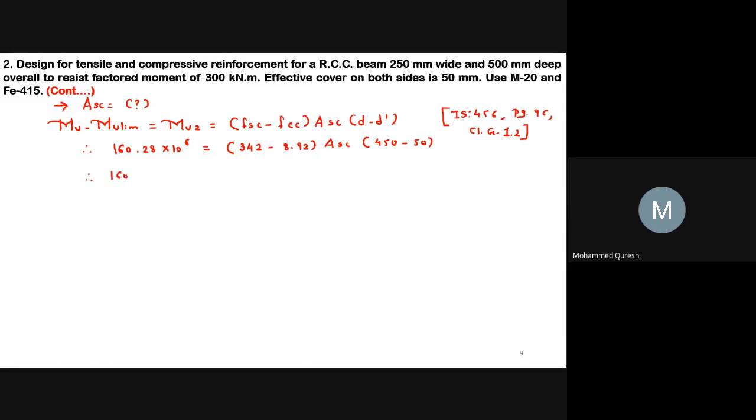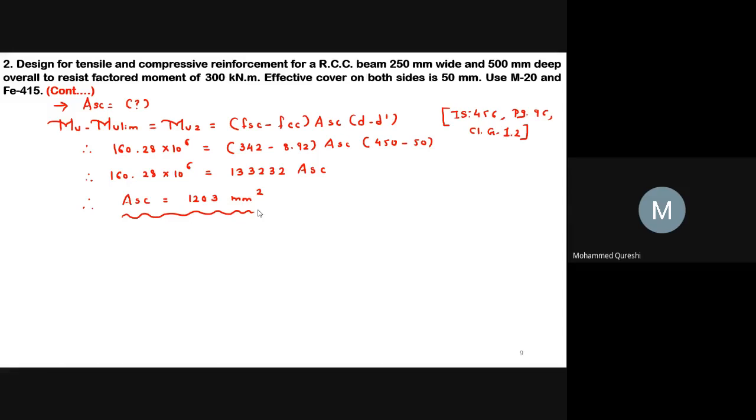Therefore, after simplifying the above equation, we will get 133,232 ASC. Therefore, ASC will be equal to 1203 mm square. This is nothing but the area of compression reinforcement.